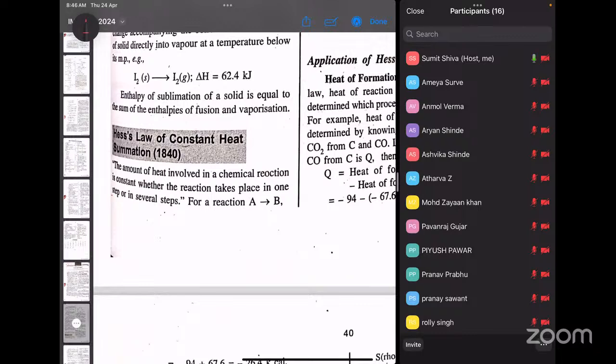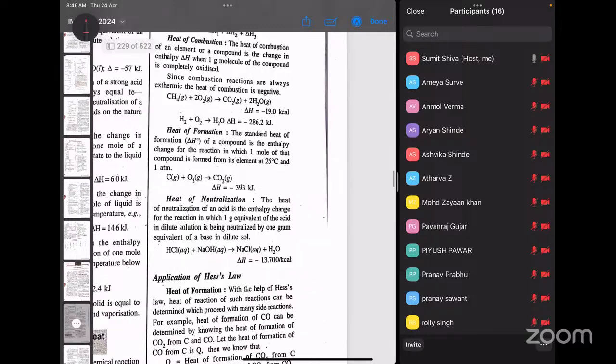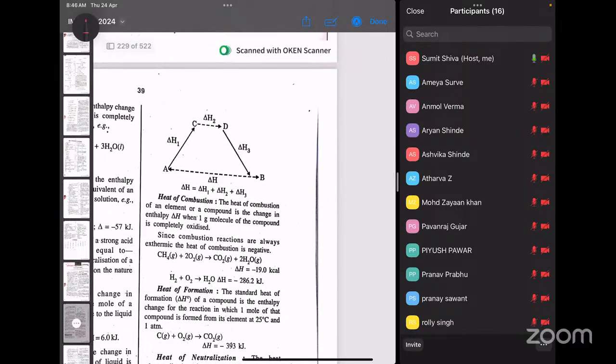The amount of heat involved in a chemical reaction is constant whether the reaction takes place in one step or in more than one step. So if there is a reaction taking place in more steps, like A to B, B to C, and C to D, the overall change in enthalpy, or overall energy of the reaction, will be constant, which means delta H will be the summation of all the enthalpy changes in all the possible steps. So delta H equals delta H1 plus delta H2 plus delta H3. Understood?